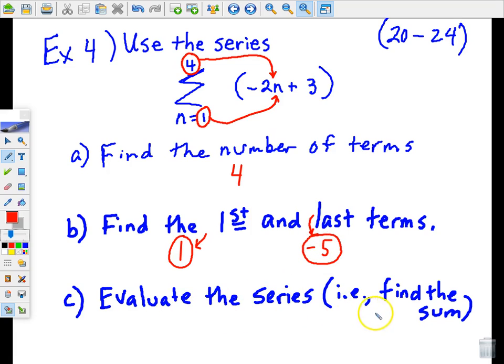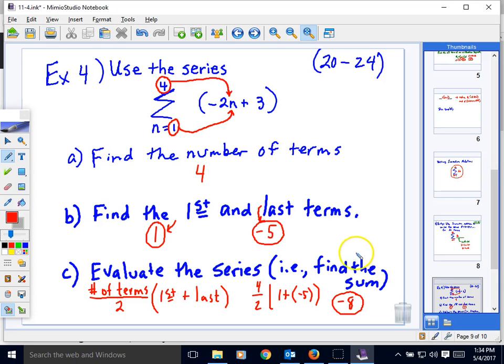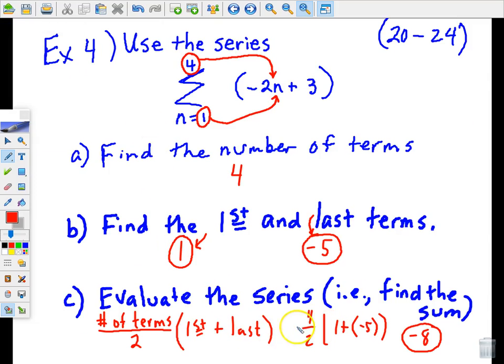And now to evaluate a series, that's just, again, another way of saying find the sum of the series. I want you to go back and use that formula that we dealt with early on in this lesson. Number of terms divided by 2 times the first term plus the last term. Okay? So we have this formula, and you can see how we use it to come up with the sum of these 4 terms in this series.